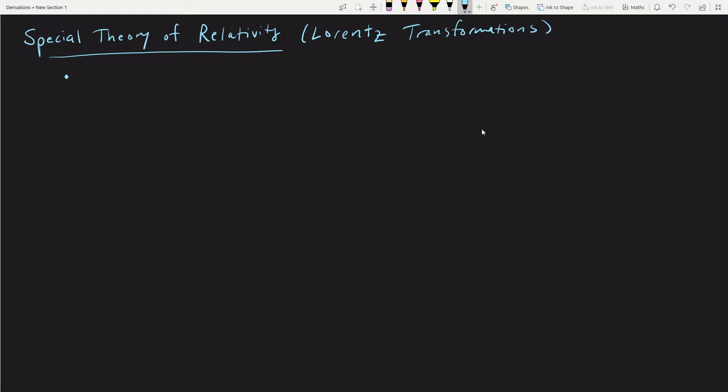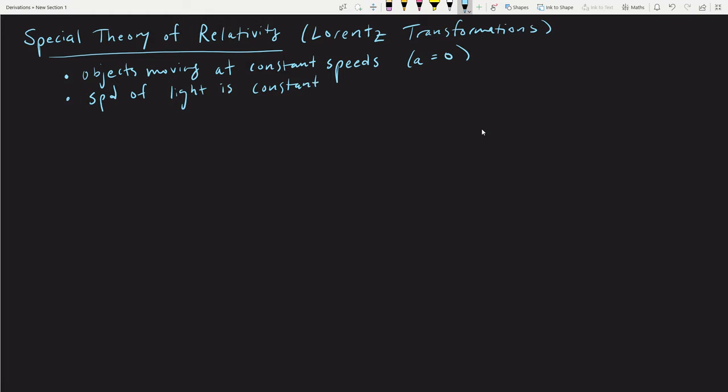So we're going to be deriving this really with just one very simple axiom. Well, first of all, the special theory of relativity deals with objects moving at constant speeds. So in other words, we're looking at acceleration equals 0, okay? And then the speed of light is constant, and here's the kicker, for all observers. And this is really what Einstein was thinking about when he first started to put this together.